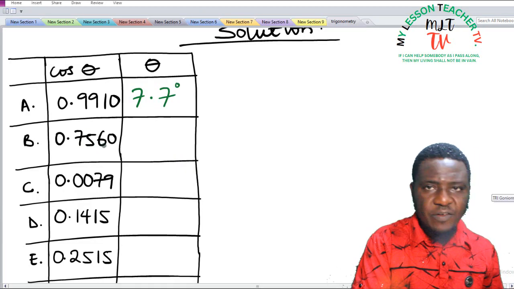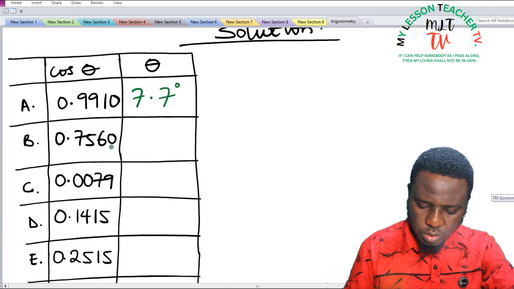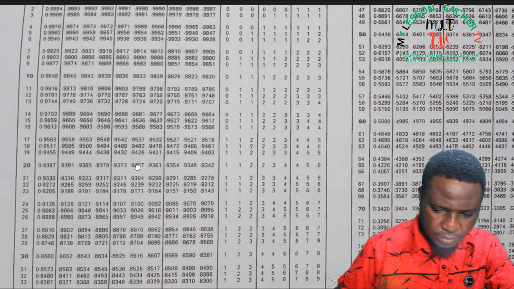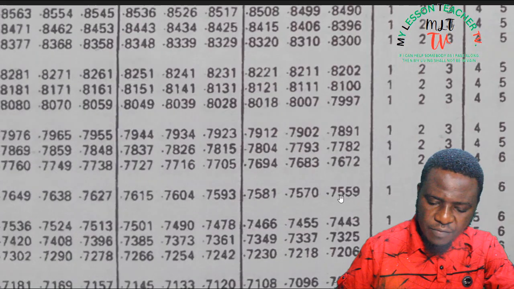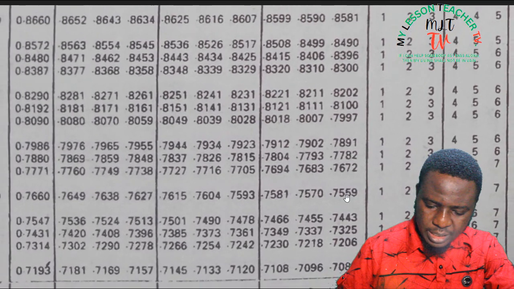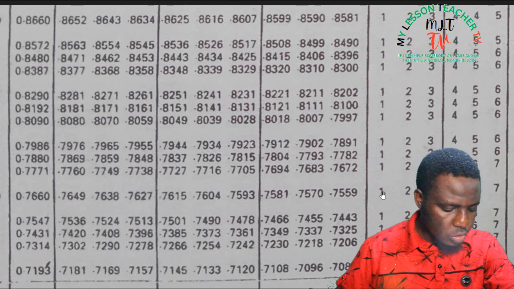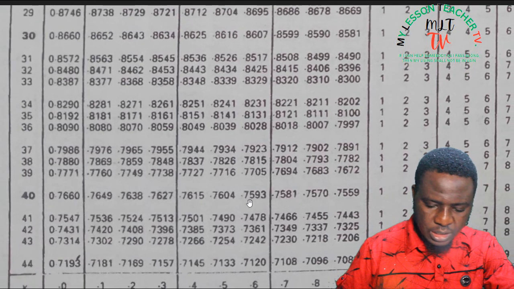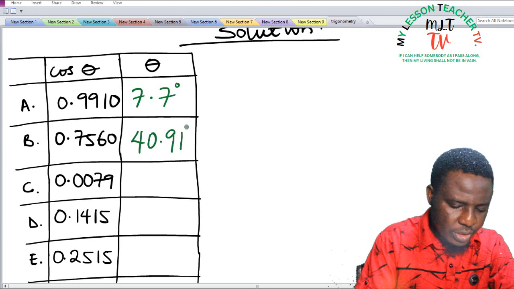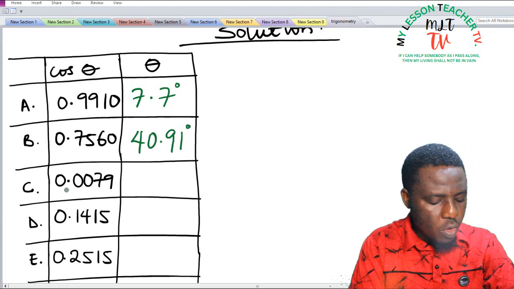What about 0.7560? Also go to your table and look for 7560. We have 7559. There's no 7560, so I'll need a difference of 1 to make it 7560. And 1 can be found under difference 1. So the value for this is 40.91 degrees.